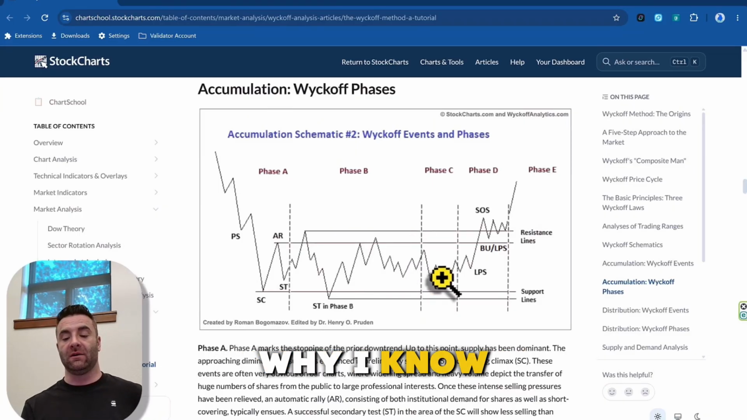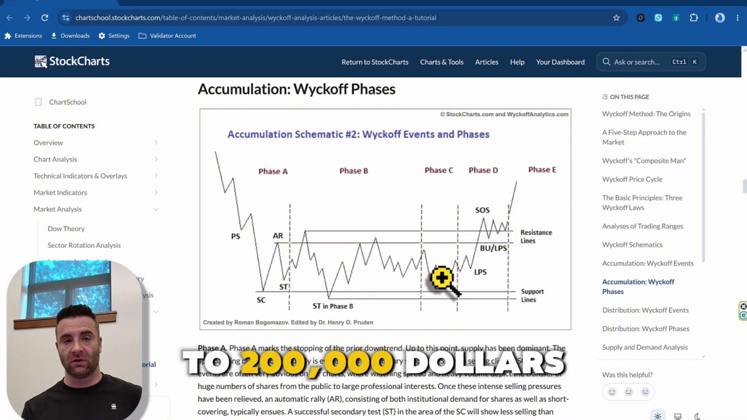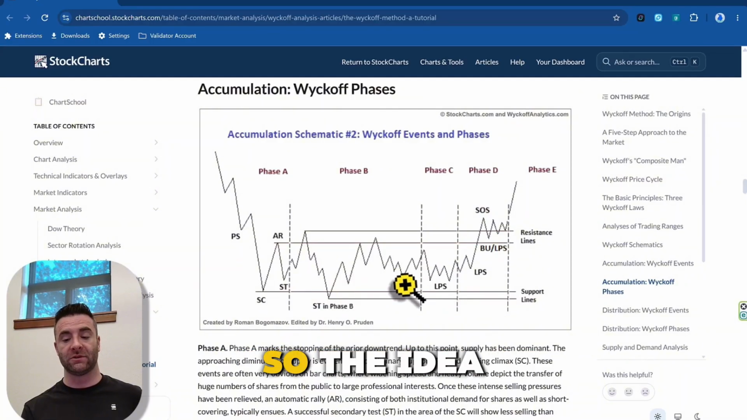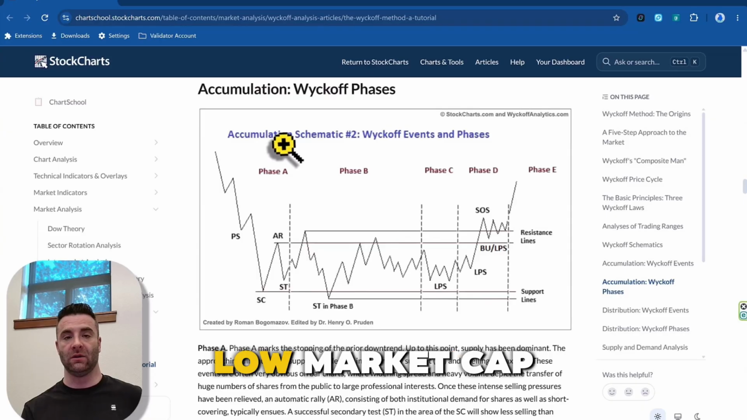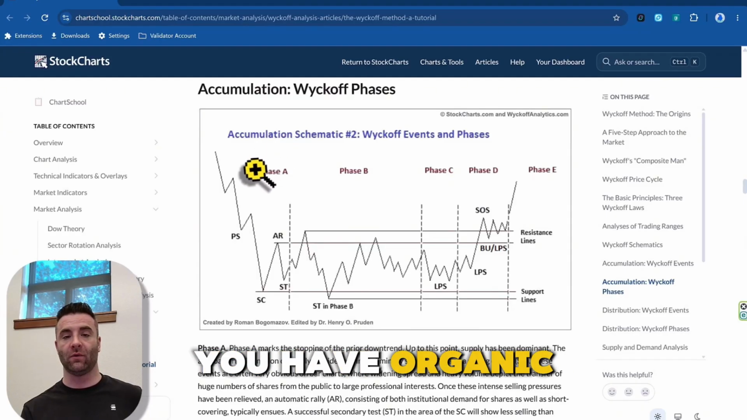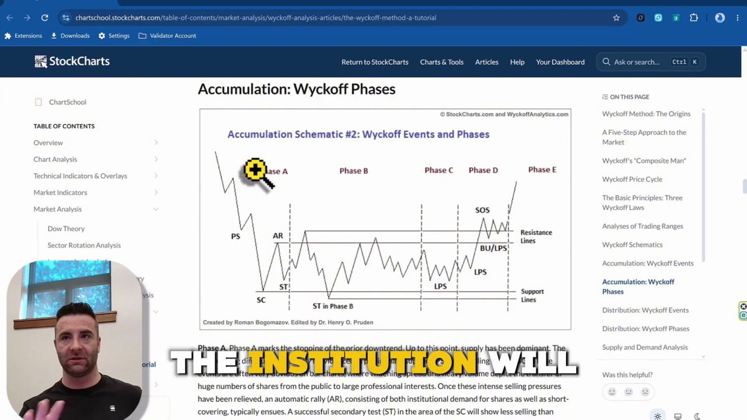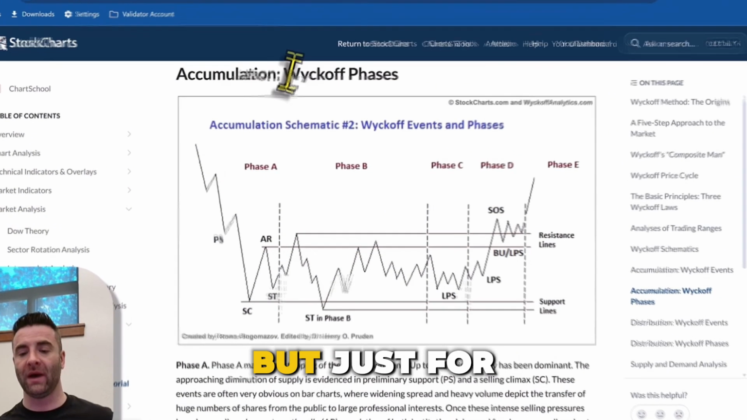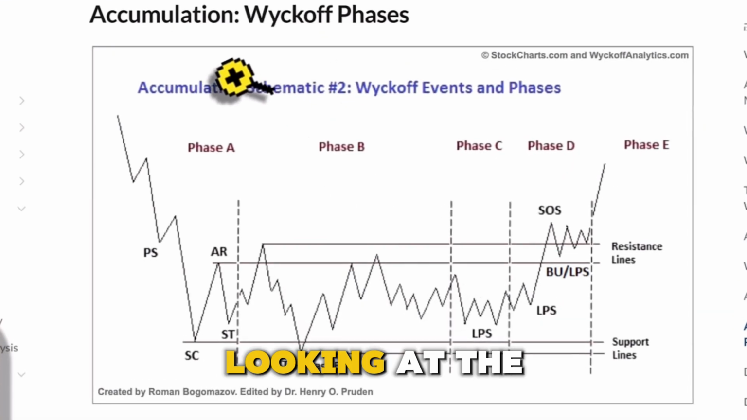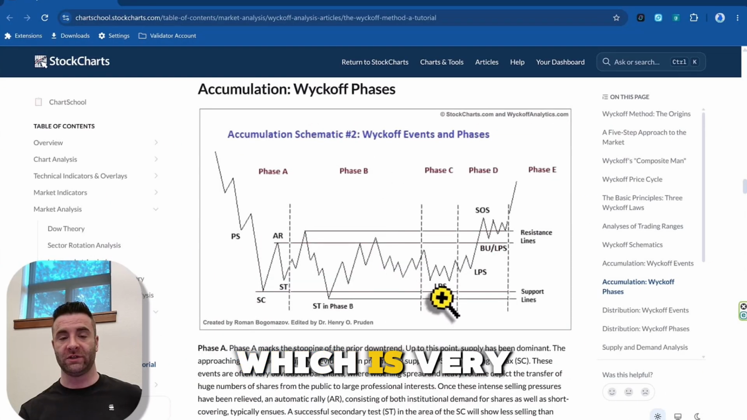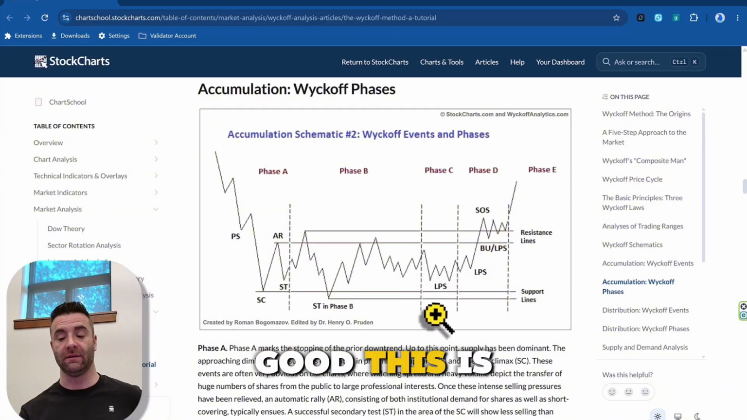And the reason why I know that is because you just look at the volume. Our volume is very low, about $100,000 to $200,000 per day. So when you look at a low market cap coin, you have organic buying, not really institutional buying at this point. The institutional will come. But for now, we're just looking at schematic 2, which is very typical and common for small altcoins. So this is a good thing.